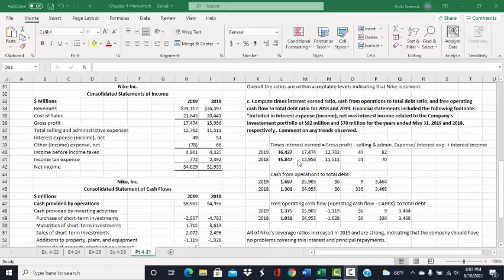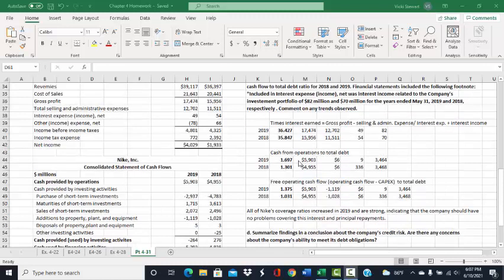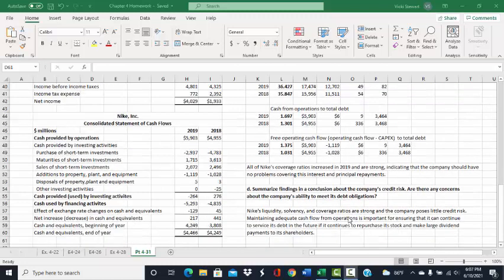So let's look at the coverage ratios. We see that times interest earned has gone up slightly, and that is good. That indicates that we are able to meet our interest payments as they come due. Our cash from operations to total debt and free operating cash flow to total debt have also gone up, so that means that it's easier now for us to also pay our principal payments. So all of Nike's coverage ratios increased in 2019. They're very strong ratios, so it indicates that the company has no problem covering their interest and principal repayments.